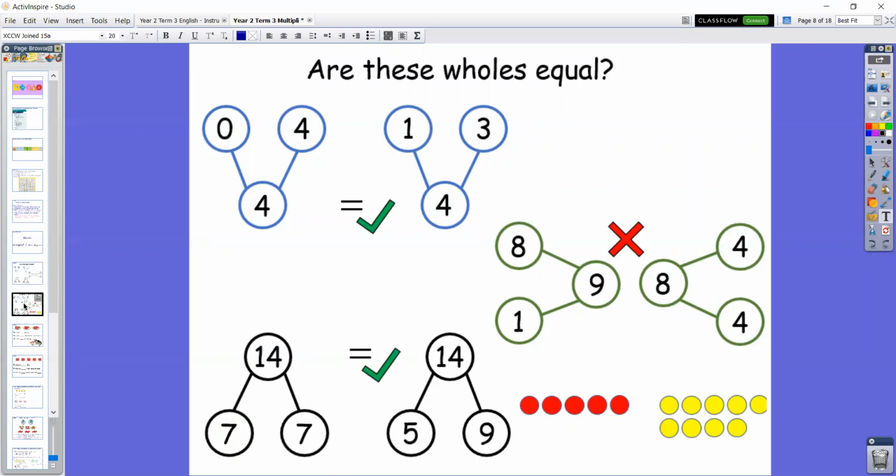Well done. So as you can see here, sharing the answers with you, looking at the green part whole models, the wholes are not equal. And we know that because the wholes have a different amount. So we know, for example, that the whole 9 is greater than 8. If we have a look at the black part whole models, we can see that the wholes are equal. That is because the wholes are both 14, which have the same value.